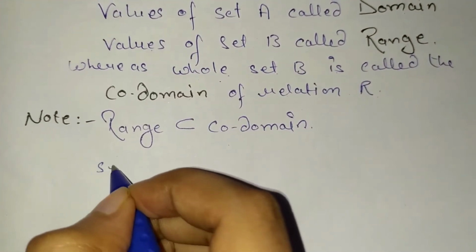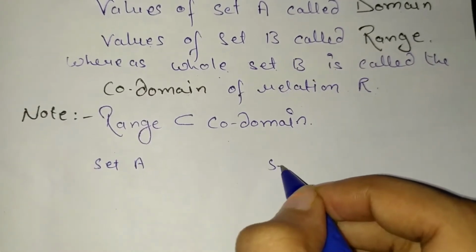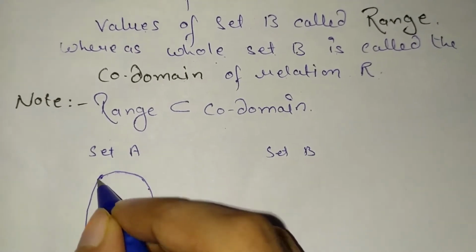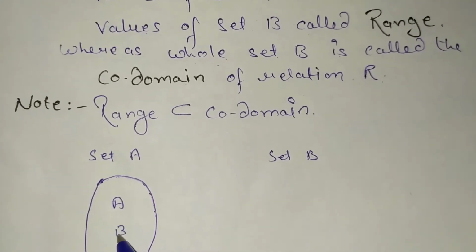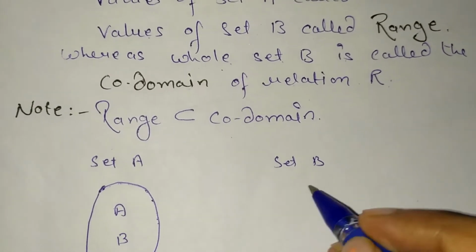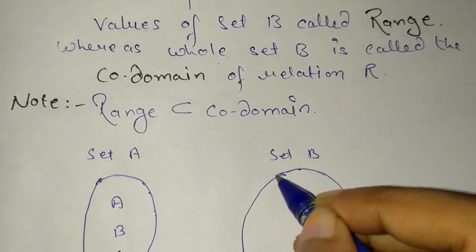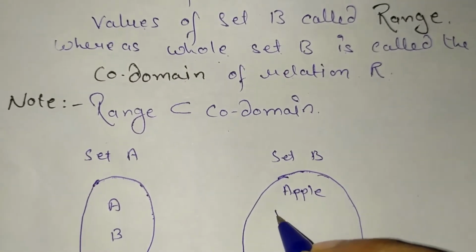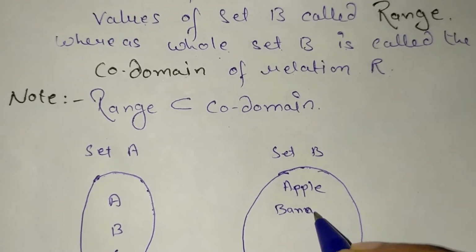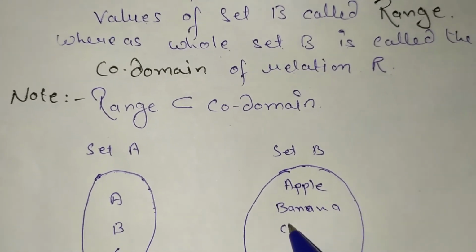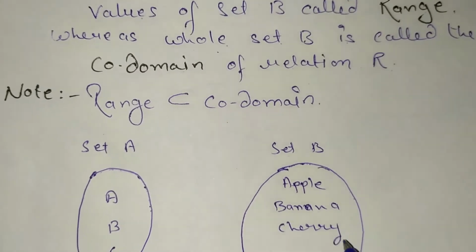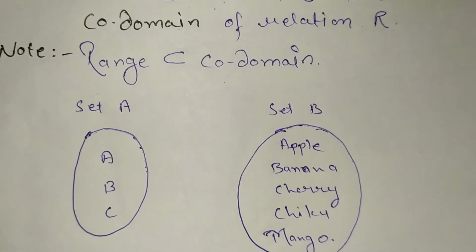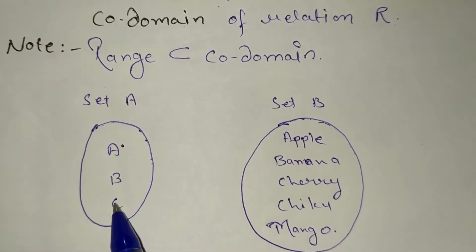Let set A and set B, where set A contains elements a, b, c and set B contains elements apple, banana, cherry, chiku and mango. Now let's set the relationship between the values of set A and set B.